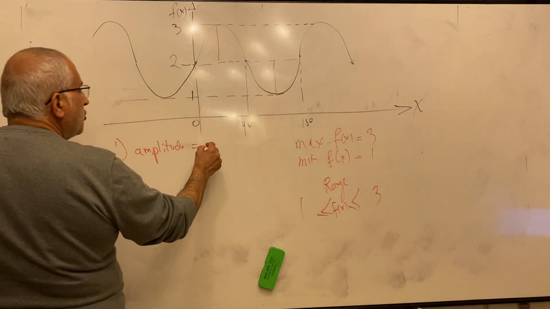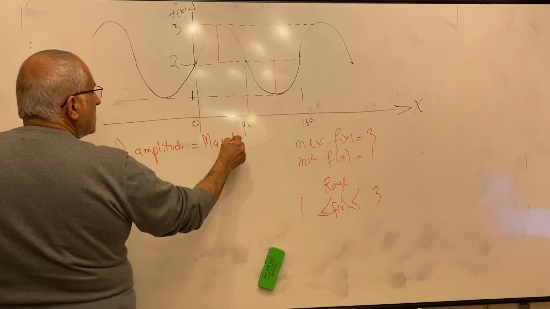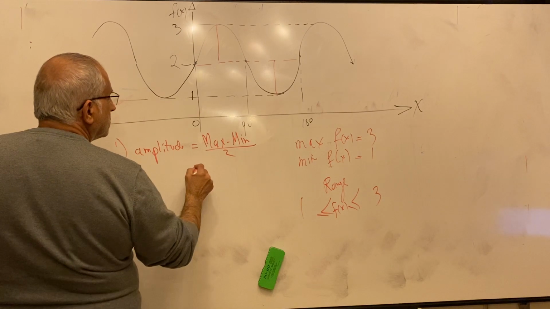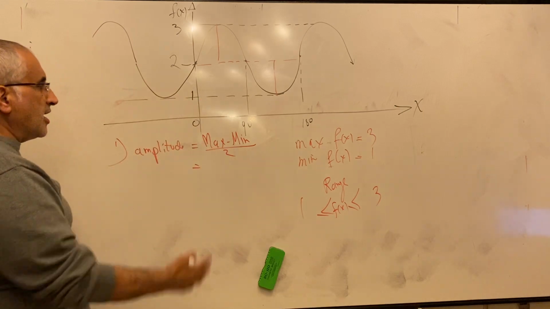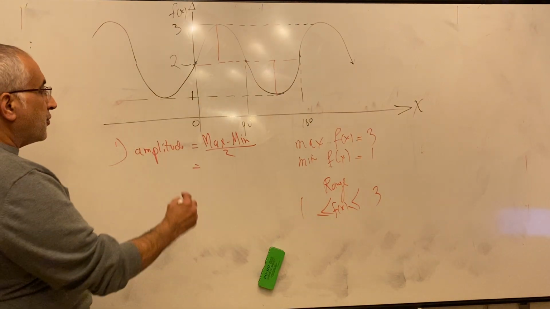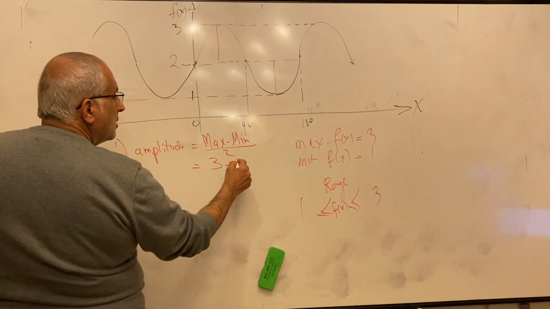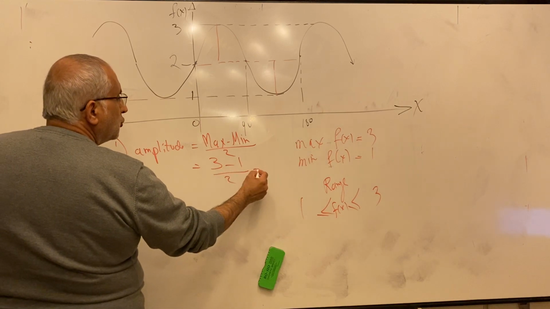it's the maximum value you had minus the minimum value you had, over 2. I told you a while ago it was 1. Let me double check in a different way. It's a rule, it's nice to use. 3, the maximum, minus 1, over 2. 2 over 2 is 1.